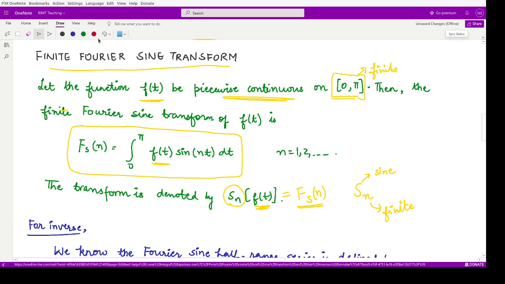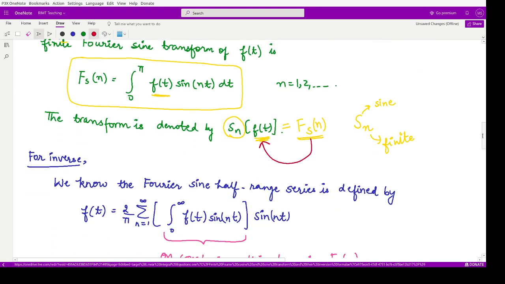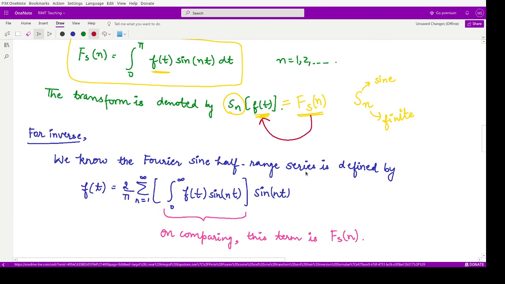For calculating the inverse, we want to move from this function back to the function f of t. For that we again need the Fourier sine half range series. Why is this required? You will see in a moment. Because we are taking the sine term here, we will also take the Fourier half range sine series in this term.